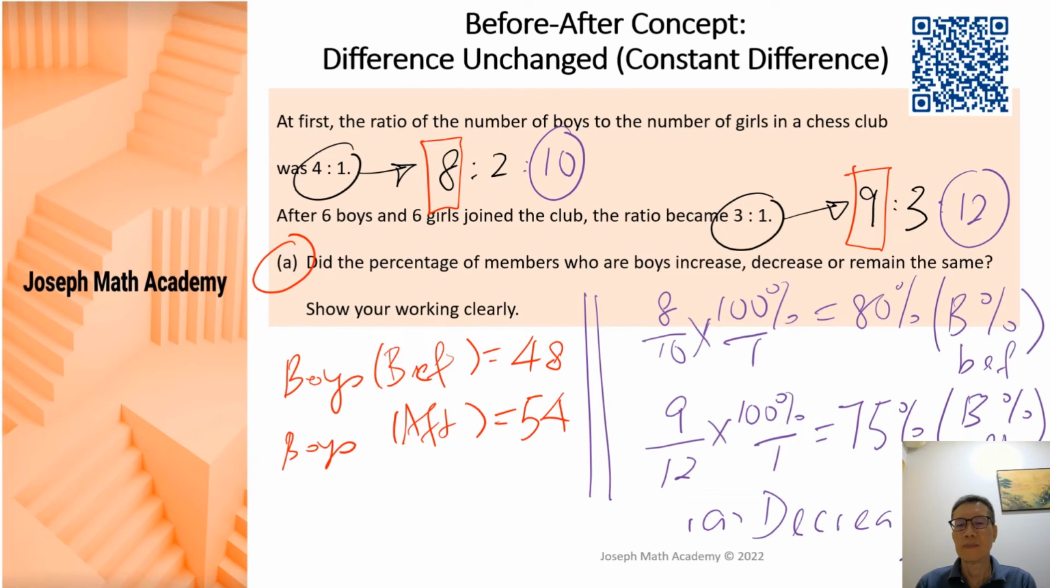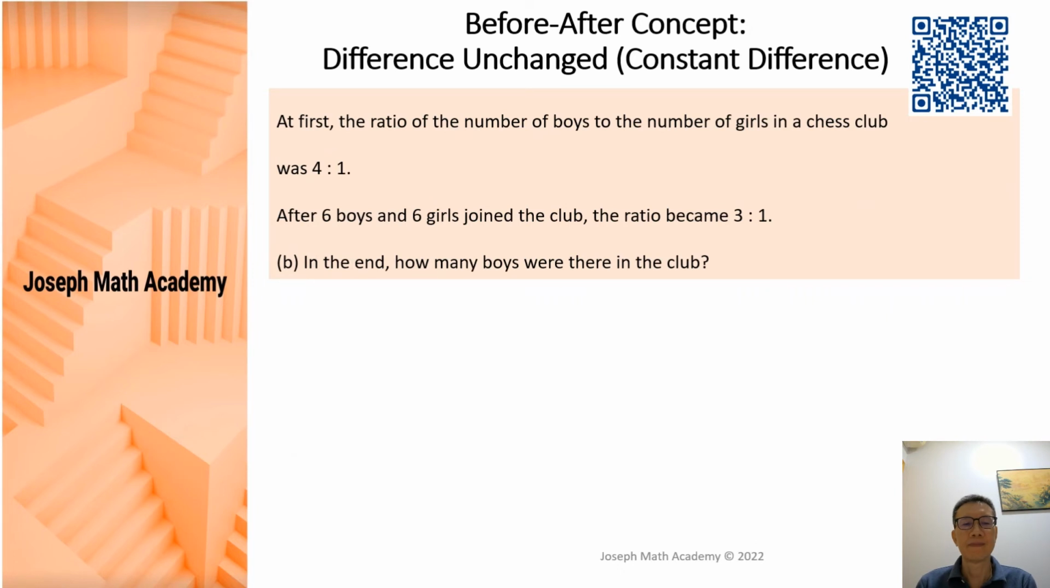Now for part B, we will use this information here. Let me go to the next slide. Now, in the end, how many boys were there in the club? Actually, we have already solved the question. If you refer to the previous slide, the answer for this one will be 54.